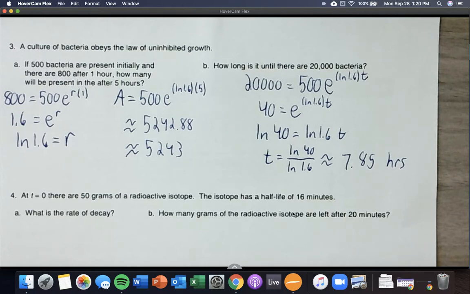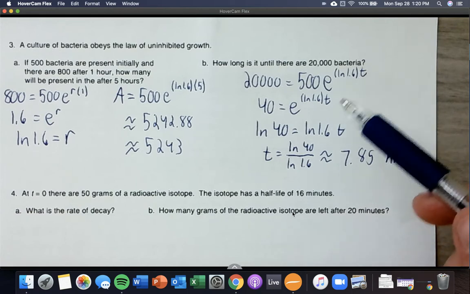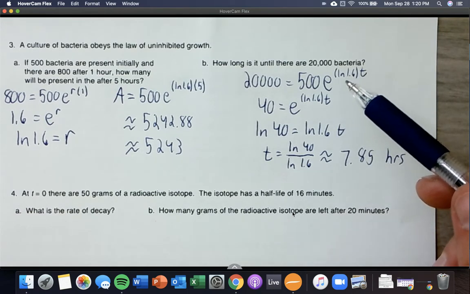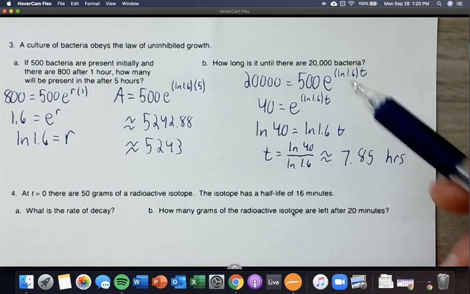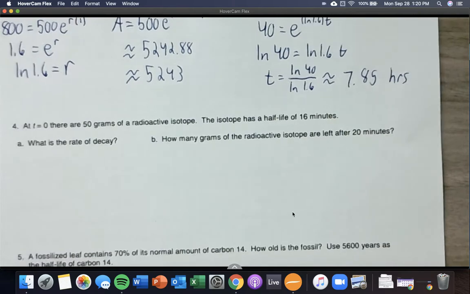All right, so those are some really good examples of what uninhibited growth equations might look like, right? And it's good to remember, sometimes leaving it as a natural log can be easier for our calculations, right? Because the natural log of 1.6 is a lot easier to plug into your calculator than the actual value, which is like 0.47000369292. That gets a little long and confusing, so sometimes it's just a lot easier to leave it in our natural log form. All right, so let's keep going.